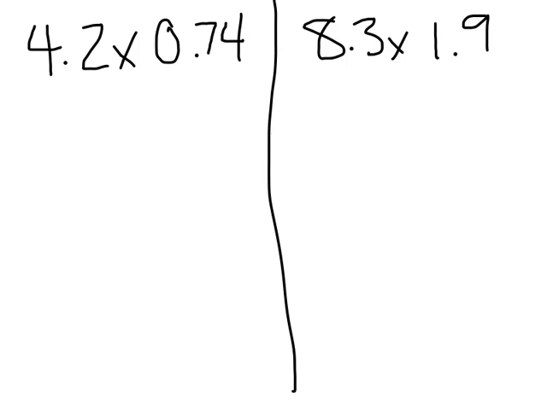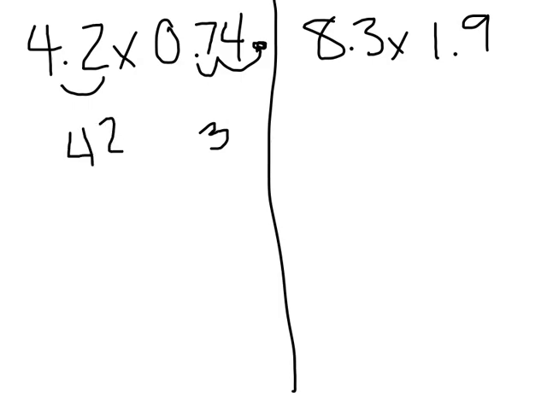Let's multiply decimals. Remember, when I multiply decimals, I can just count the number of digits behind the decimal and then multiply like normal. So in this first problem, 4 and 2/10 times 74 hundredths. How many numbers will be behind the decimal in my answer? Well, there will be 1, 2, 3 digits behind the decimal in my answer.